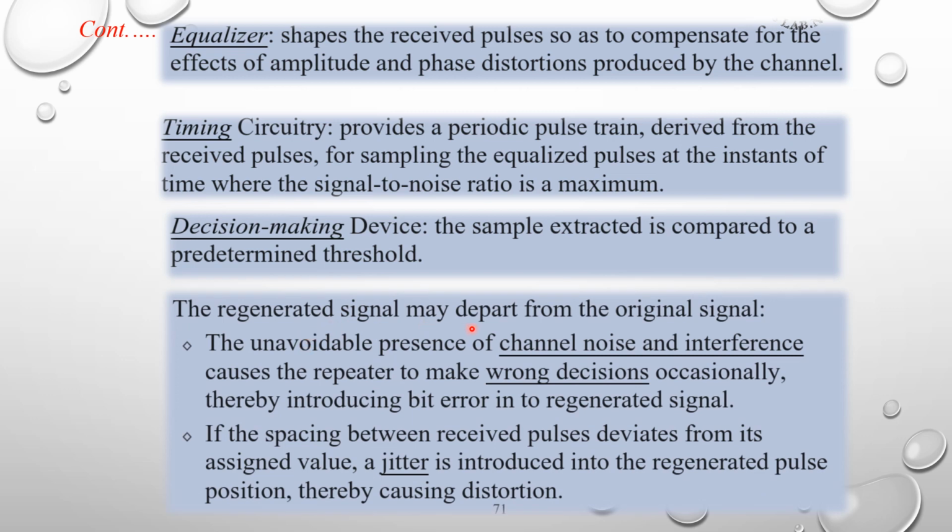The regenerated signal may depart from the original signal. The unavoidable presence of channel noise and interference causes the repeaters to make a wrong decision occasionally, thereby introducing a bit error into the regenerated signal. If the spacing between the received pulses deviates from its assigned value, a jitter is introduced into the regenerated pulse position, thereby causing distortions.